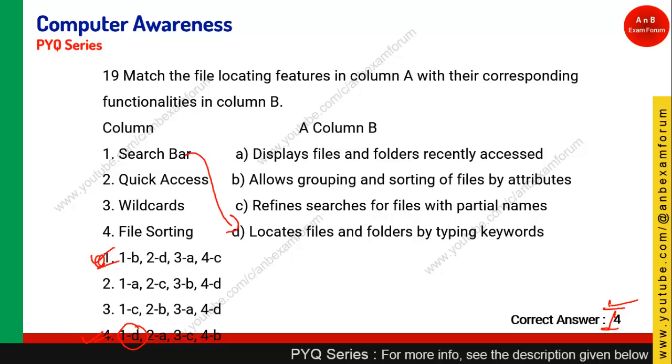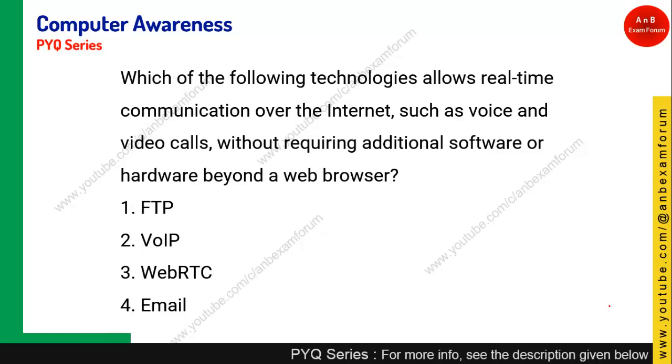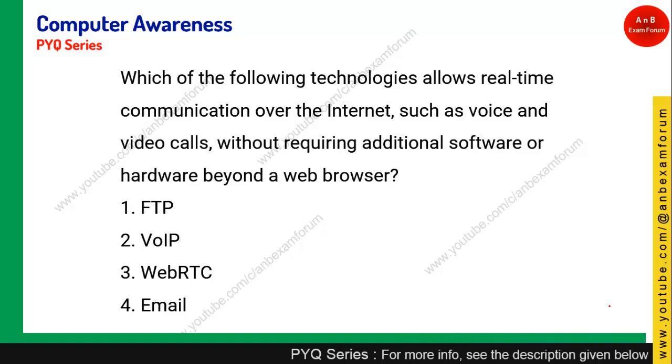Coming to the next, which of the following technologies allows real-time communication over the network, such as voice and video call, without requiring additional software or hardware beyond the web browser? See the beauty, with the web browser itself you are going to have real-time communication, even video calls, without any additional hardware or software. Just a browser you need, and the camera in your PC, and there is no need for additional software. Only the web browser will handle everything.